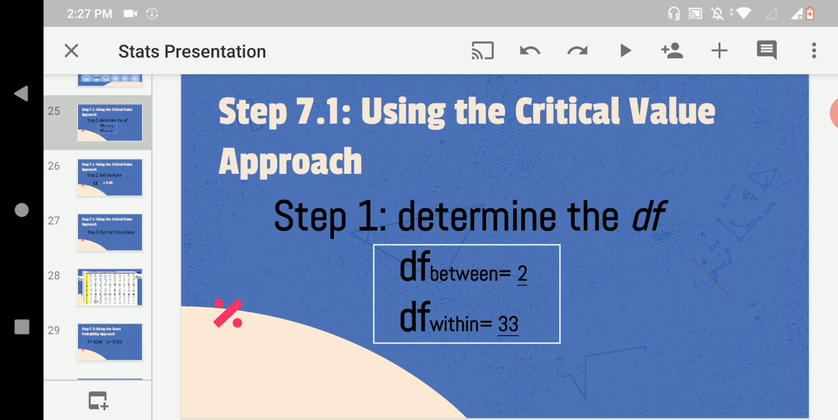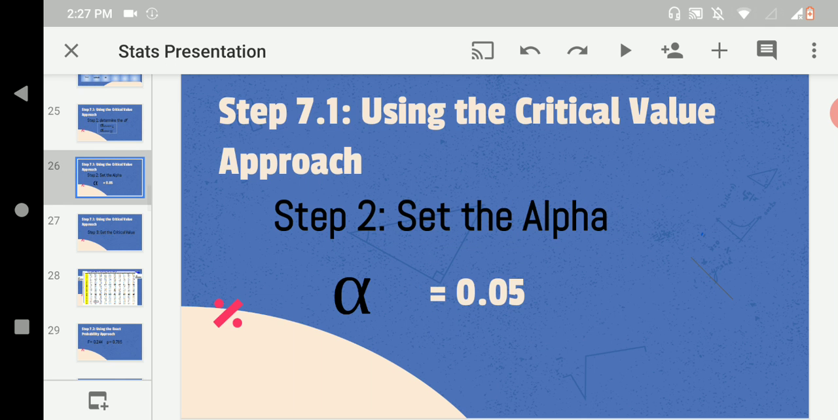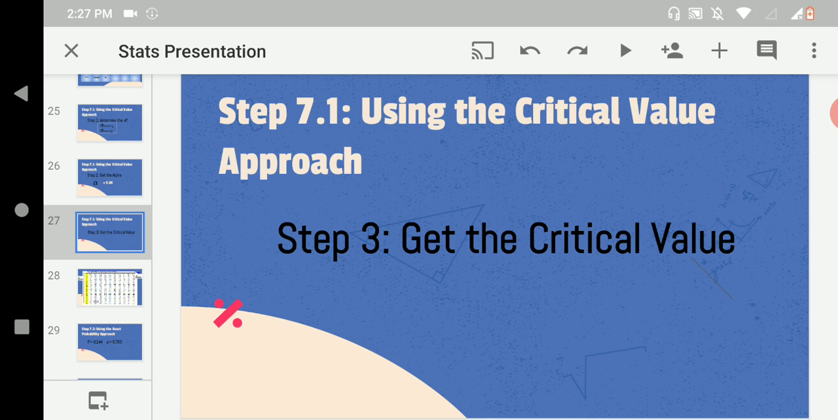So we have first the critical value approach. So step 1, of course, we have to determine the DF, or the degrees of freedom. We already calculated that. So DF between is 2, DF within is 33. Next, we have to set the alpha. So as we all know, our alpha is 0.05. Very good. Step 3, get the critical value.